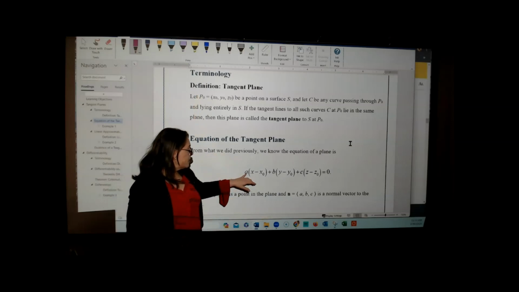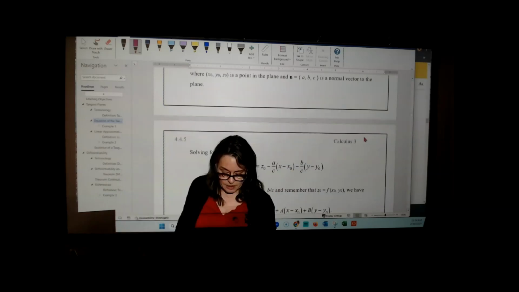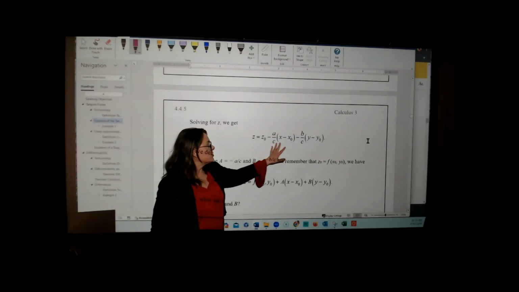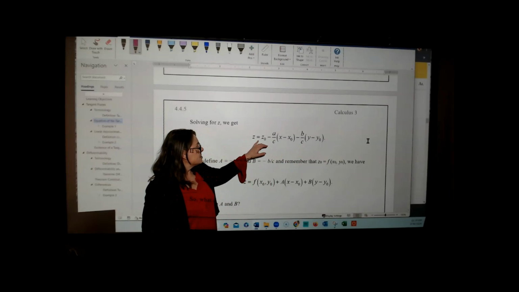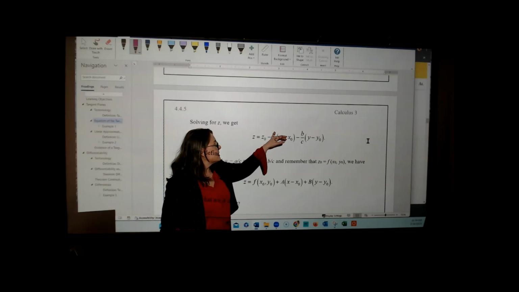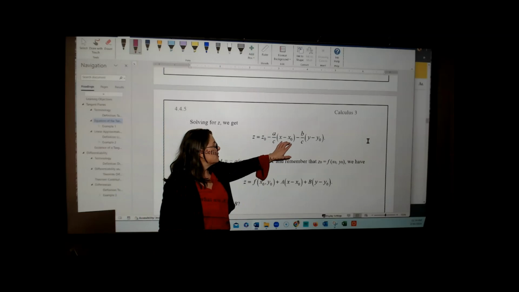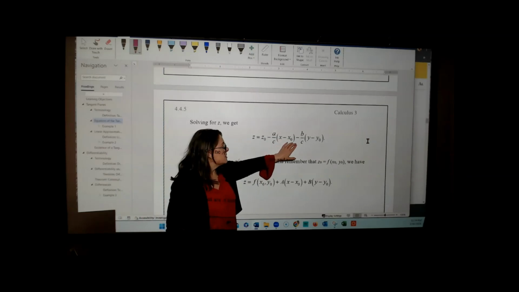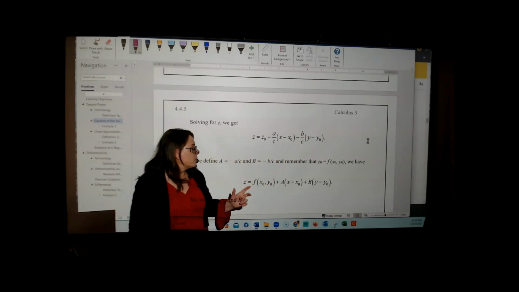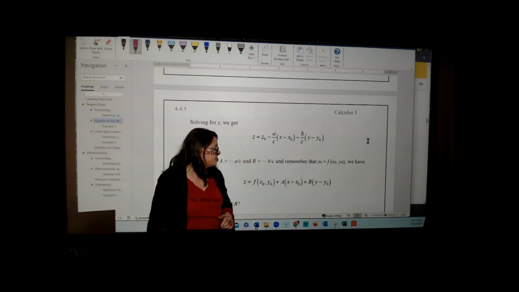The normal vector is given by A, B, C. If we solve that equation for the variable z, we get the equation that you see here, that z is equal to z naught, the z value at that point, minus A over C, the ratio of the first and third components of the normal vector, times x minus x naught, minus B divided by C, the ratio of the second and third components of the normal vector, multiplied by y minus y naught.